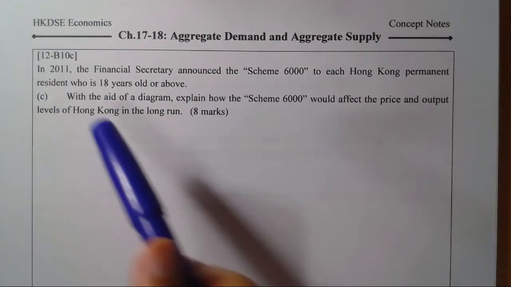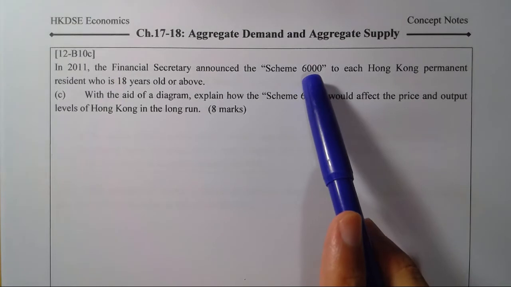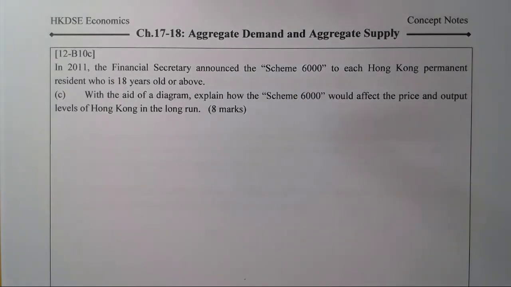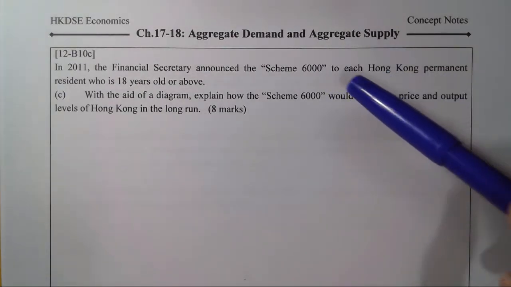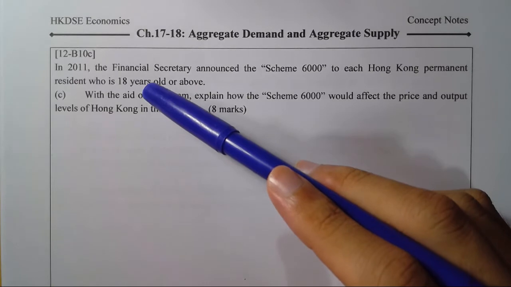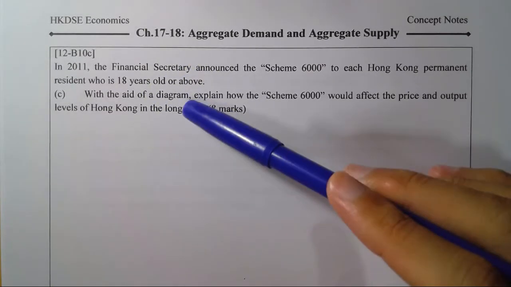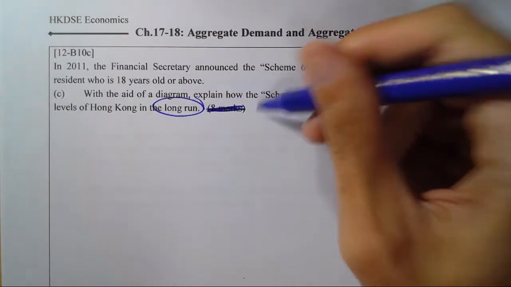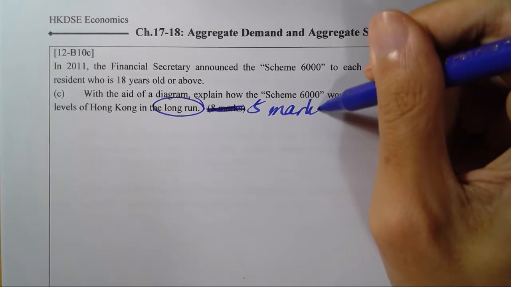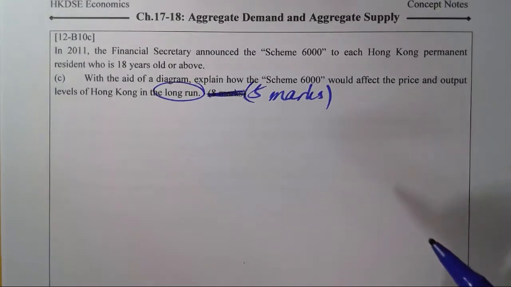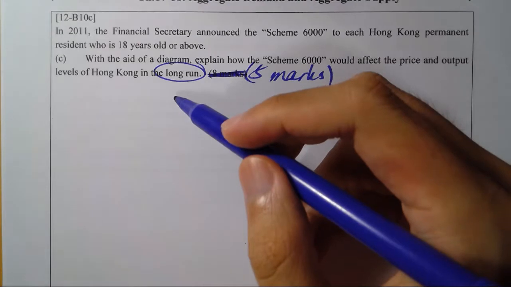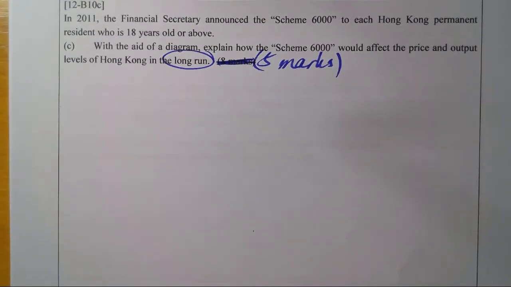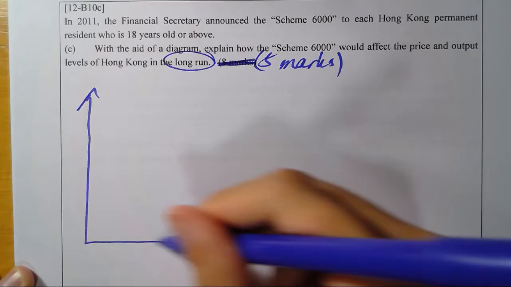Now, this question, the 6,000 scheme. That was some time ago, when they gave out 6,000 dollars. I got it, but you were too young to get it. It was given to anyone who is 18 years old or above. Now, we need to explain how it will be affected in the long run. Obviously, it should be worth only 5 marks nowadays.